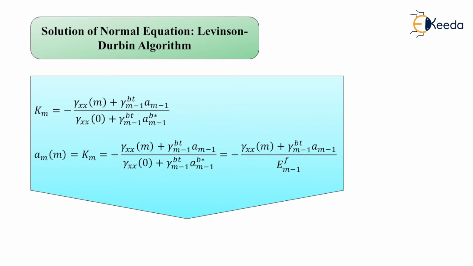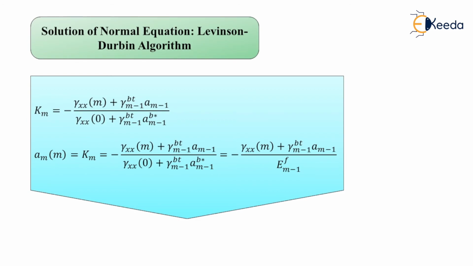Here we also express it in another form where we have minus as it is. In the numerator we have γ_xx(m) added to γ_{m-1}^{bt} multiplied by a_{m-1} as it is.